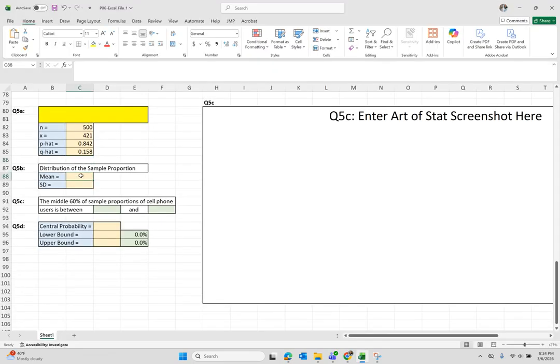So the distribution for now for our sample proportion will have a mean equal to p hat, because that is our estimation for the population mean. And it will have a standard deviation equal to the square root of p hat times q hat, which is the 1 minus p, divided by n. Here we are, we found the mean and the standard deviation of the proportion of tablet users.